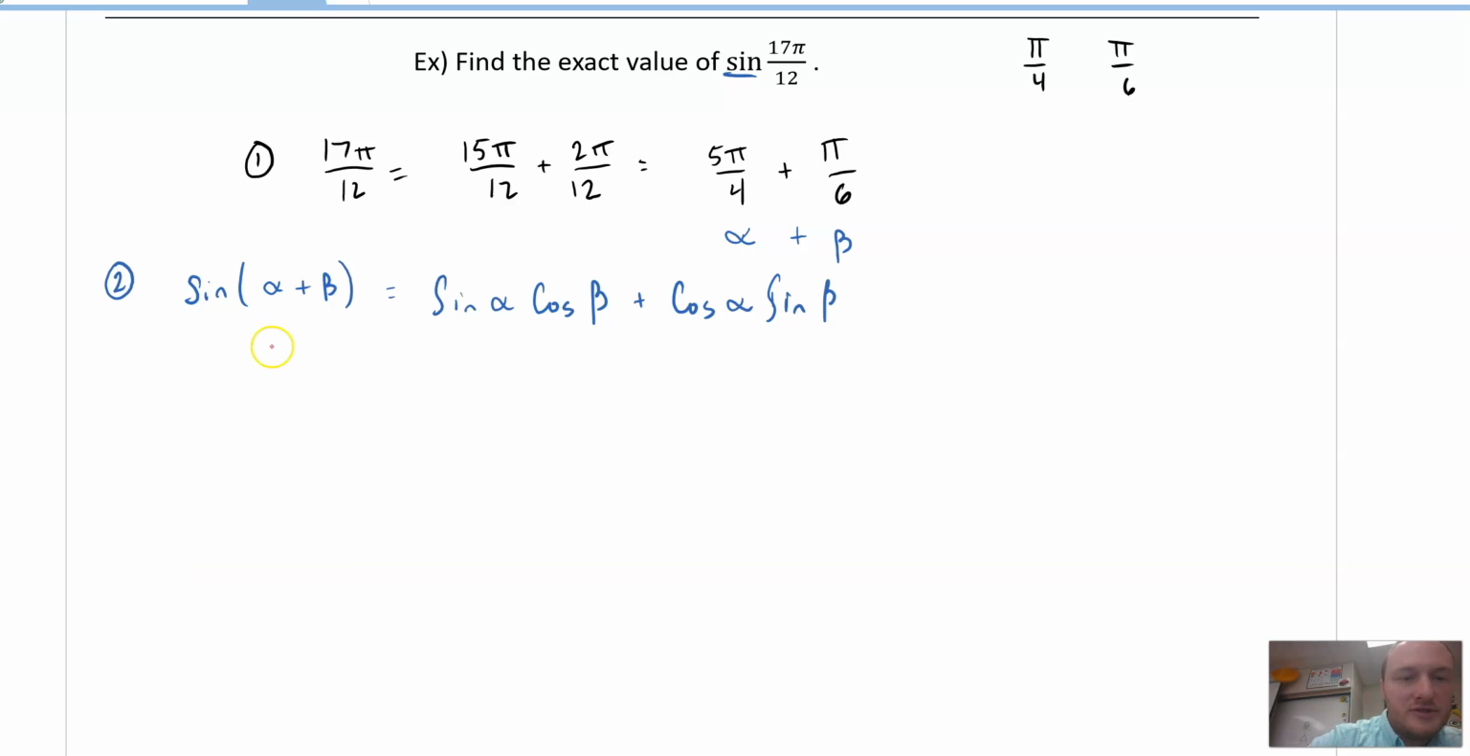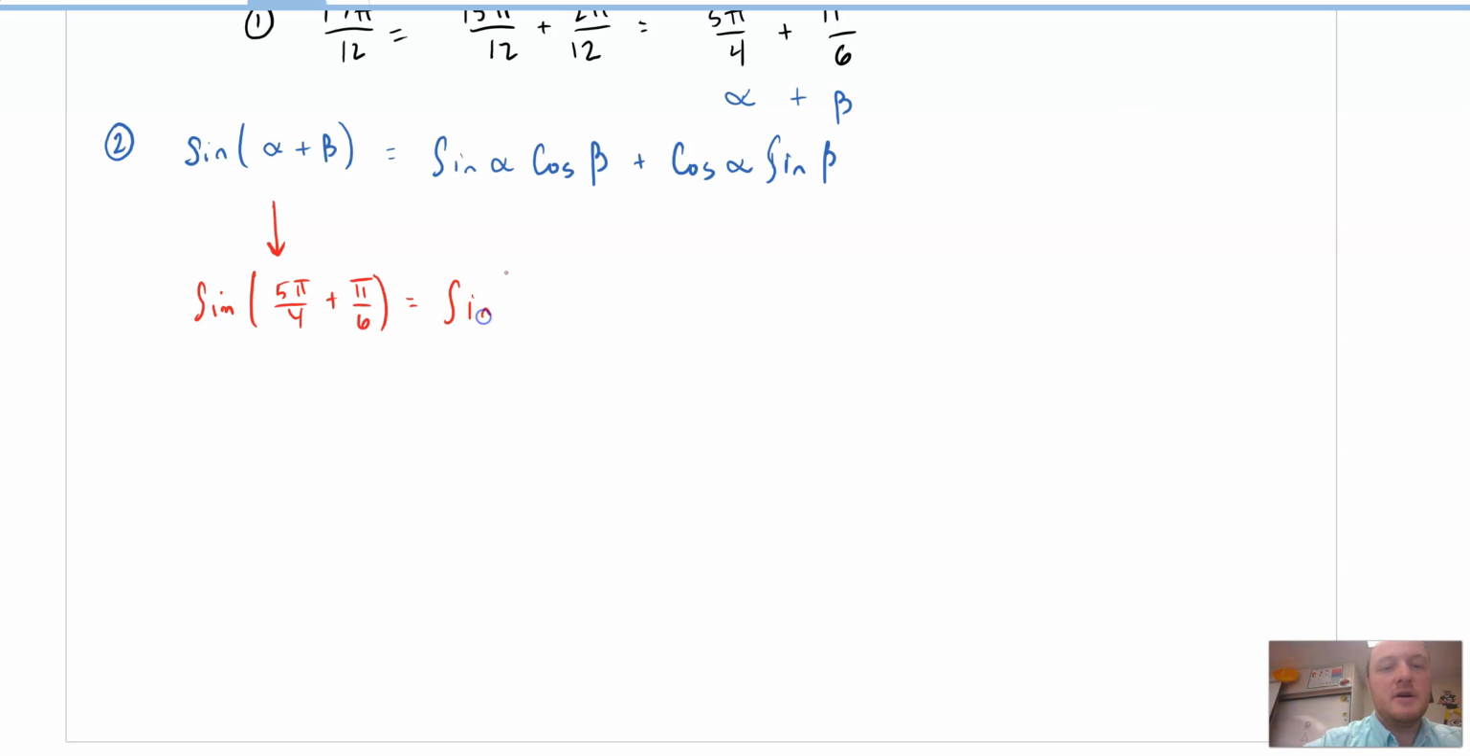All right, and I want to go ahead now and substitute. So I'm going to substitute in alpha, so sine of 5 pi over 4 plus pi 6 is equal to sine of 5 pi over 4 times cosine of pi 6 plus cosine of 5 pi over 4 times sine of pi over 6. Okay? So I've just substituted in my angles into the identity that I am using.